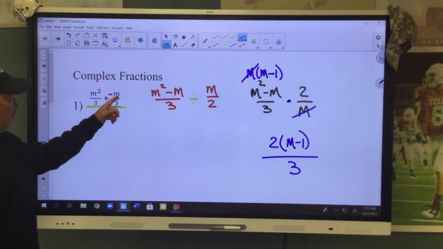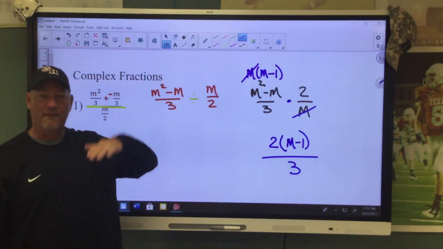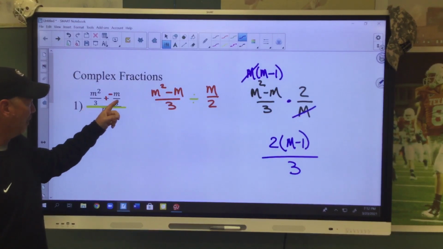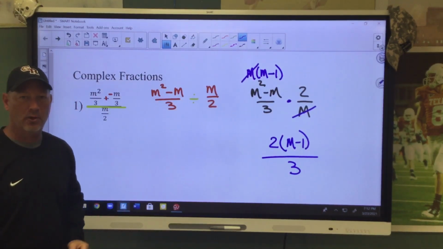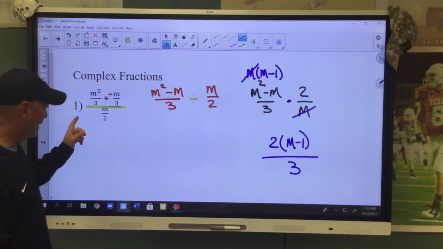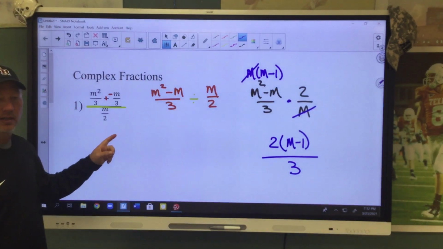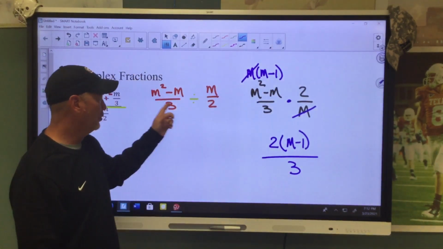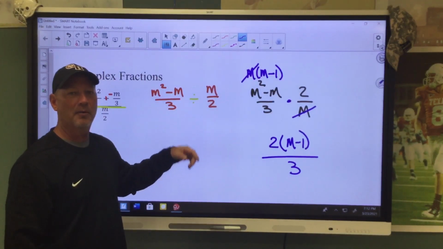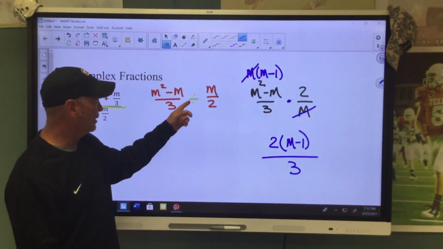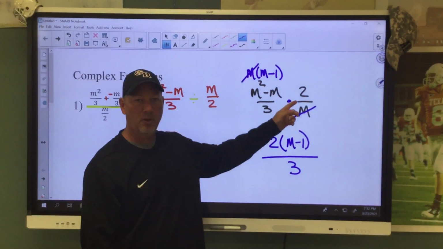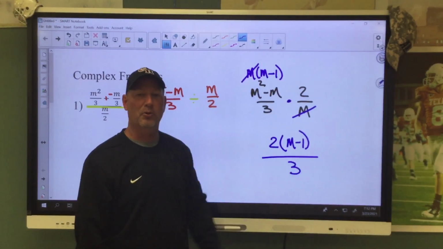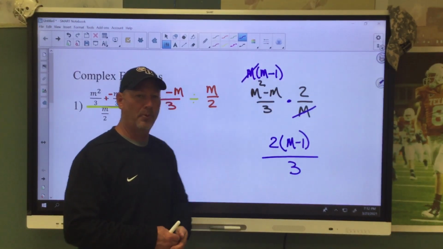Again, just focus on one half at a time. Get a common denominator, and we're going to add or subtract. Take care of the denominator, and then we're going to multiply times the reciprocal. You can set up this step, but you're going to get comfortable, you're going to skip it and go straight to multiplying times the reciprocal. Okay? Let's try another problem.